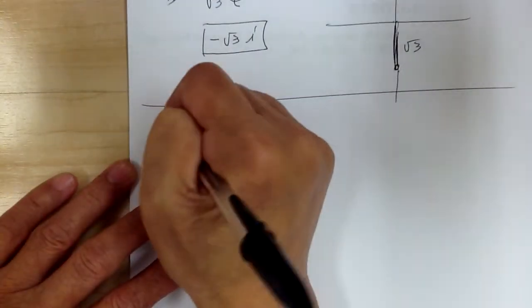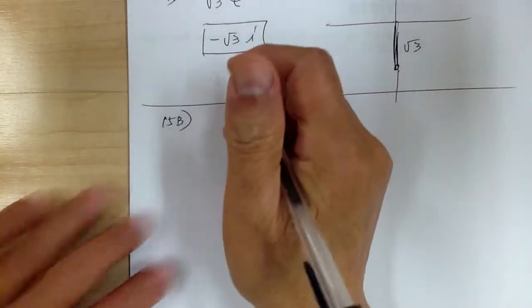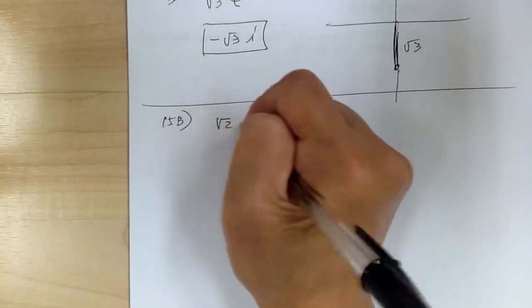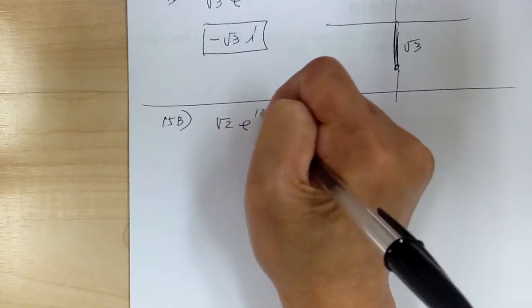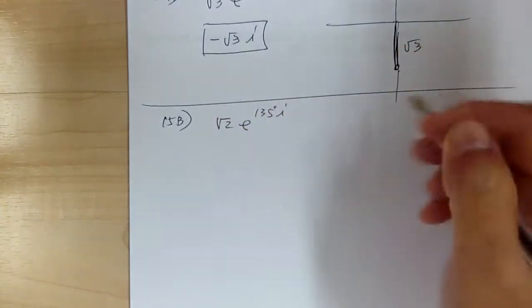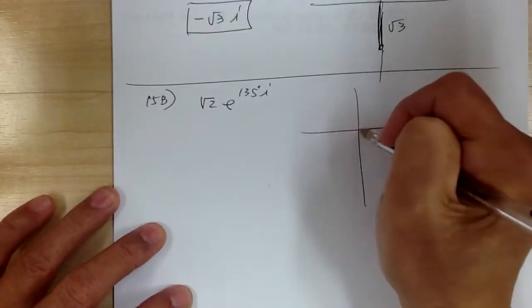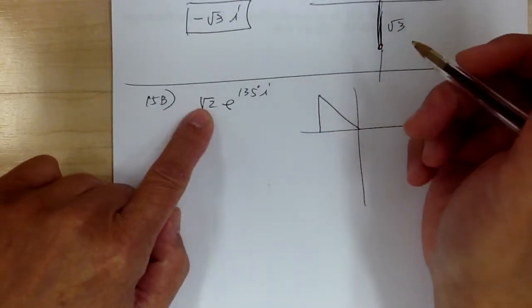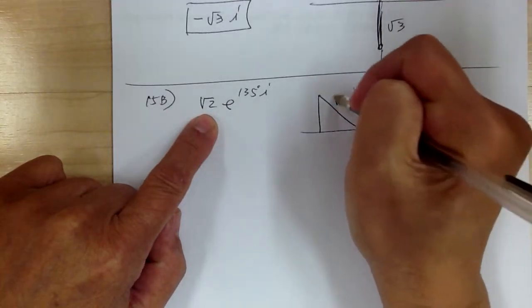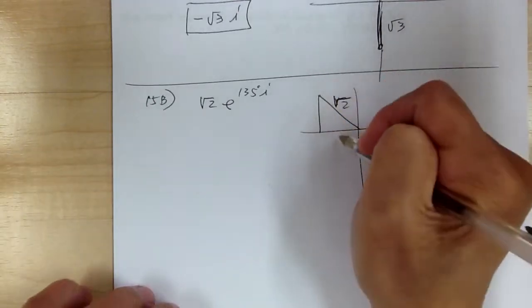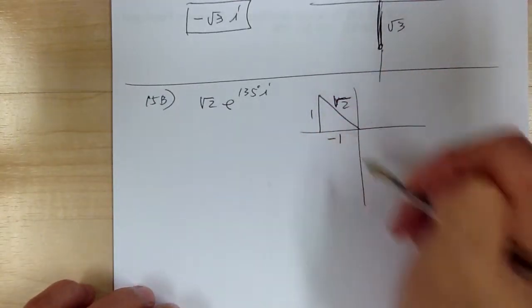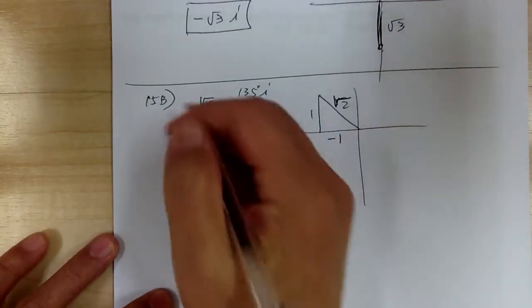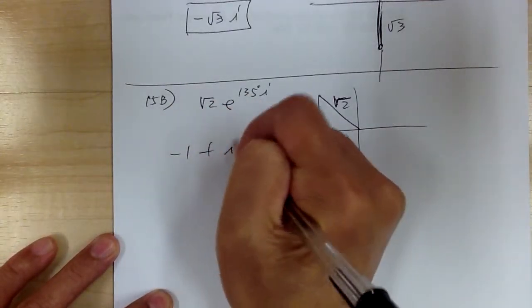Okay, let's go to 15b. You have square root of 2 e to the 135 degree i. So 135 degrees is right over here, and the radius or the hypotenuse is square root of 2. So from here you can see this is 1, 1, and the sign is negative for the real part. So this is going to be negative 1 plus 1i.